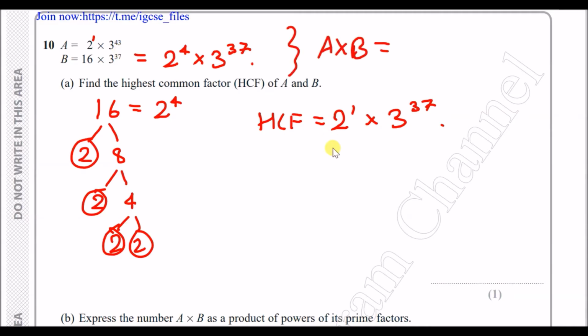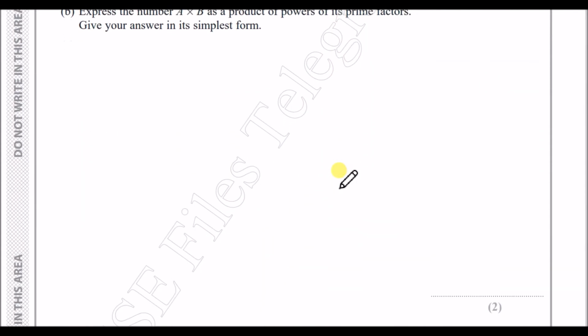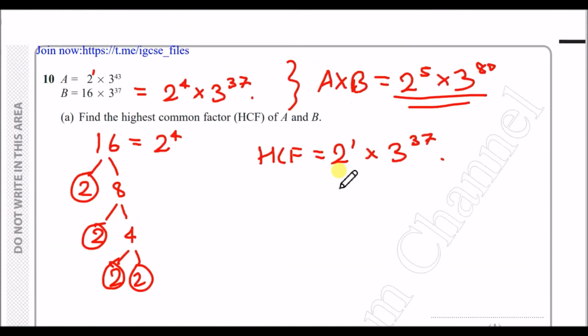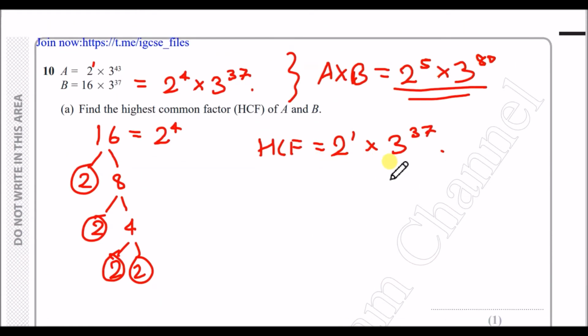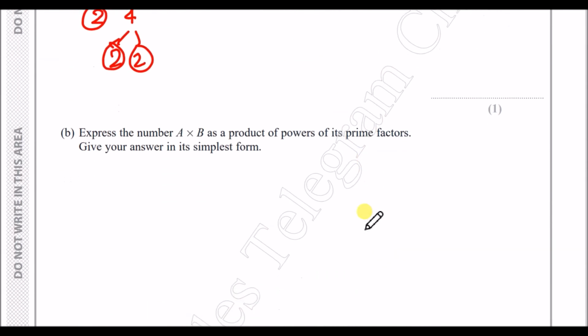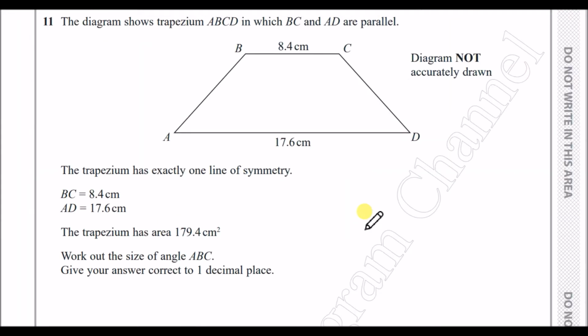So A times B is going to equal, well, 2 to the power 1 times 2 to the power 4. You just add the powers. That's 2 to the power 5. And then next one, for the 3's, it will be 43 plus 37, that's 80. And yeah, we're done. That's done for that question too. How is that 2 marks and how is this one 1 mark? And this one I think is always a bit more trickier. Anyway, let's move on. So 11.